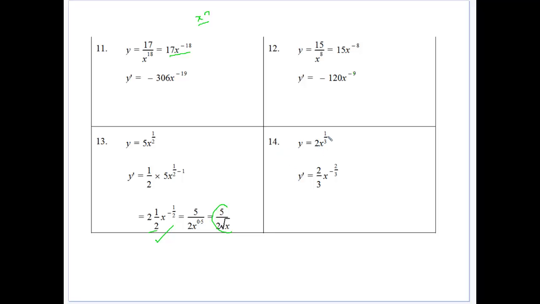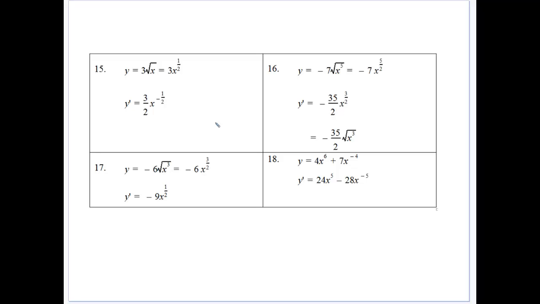14, we've got 2x to the power of 1/3. So again, bring our third down, multiply it by 2, gives us 2/3. And 1/3 minus 1 would give us minus 2/3. Be really careful with your fractions. If you need to check in with your calculator, do that.